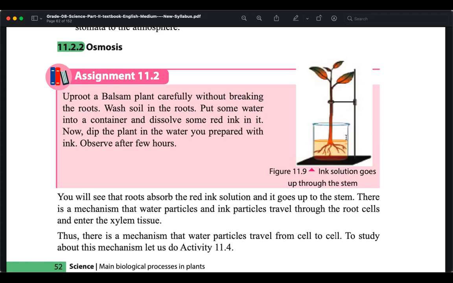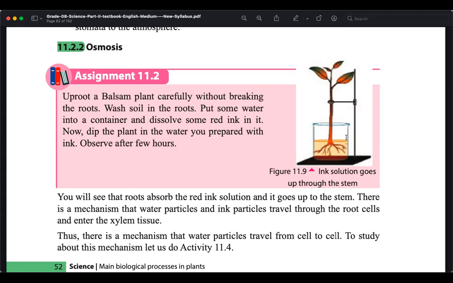If you keep it for 2 hours, you can see this red colored water inside the plant stem. And if you look through the leaves slightly, you can see it in the leaves also, in the venation. These veins are doing the transportation. Venation is basically xylems and phloems, right? So how does this happen?